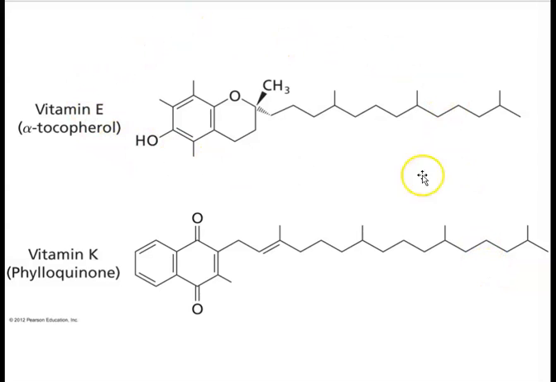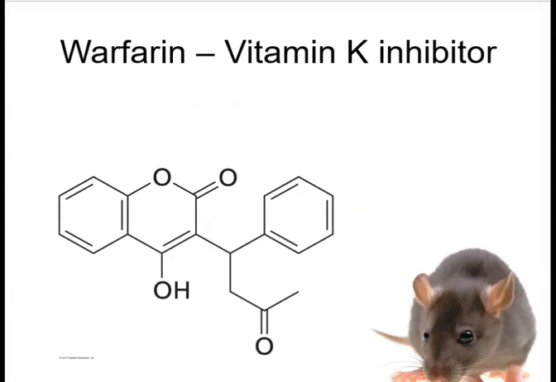Vitamin E can function as an antioxidant, can absorb some of those oxidative stressors, and vitamin K is involved in blood coagulation. If we actually overeat vitamin K, you can find vitamin K in high amounts in broccoli, you can actually die from overconsumption of vitamin K. It's kind of interesting. Some of these vitamins, right, you can have too much of them.